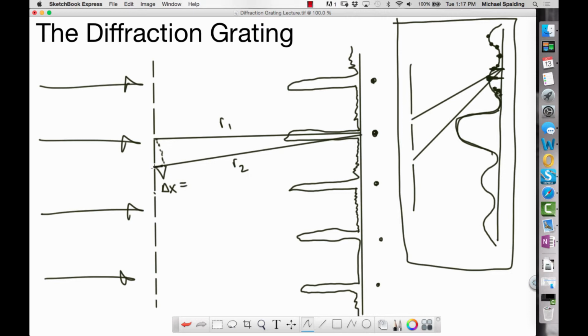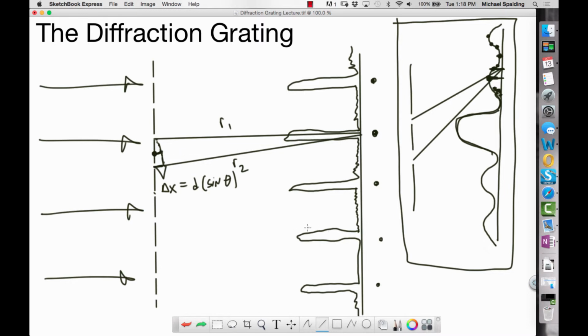The extra distance traveled is equal to d sine theta, where theta is the angle inside that little triangle right there, but it's also the angle from the midpoint between the slits up to the point you're focusing on. It's also the deviation angle of the ray.